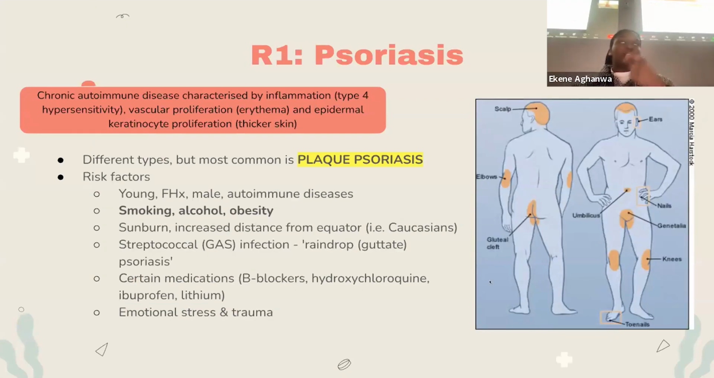Risk factors include being young, having a family history of psoriasis, and having other autoimmune diseases. Some modifiable risk factors would include smoking, alcohol, and obesity. Even emotional stress and trauma can provoke psoriasis and exacerbate it too.